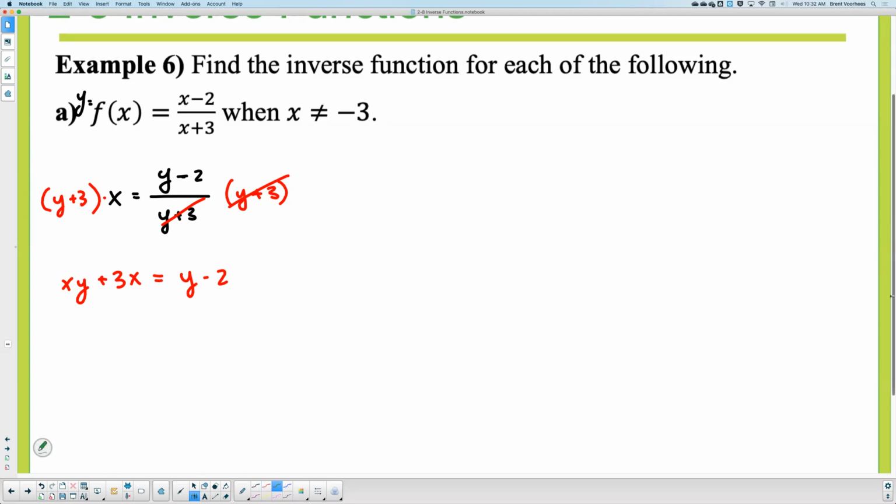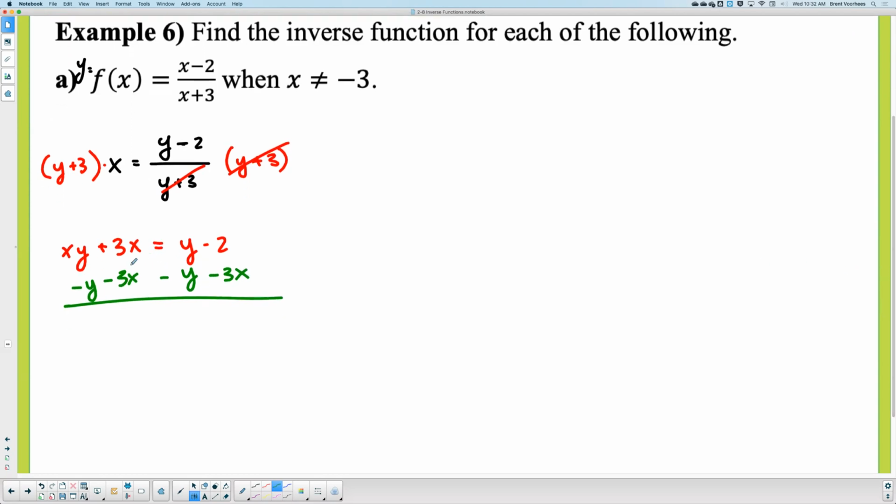Do y'all want to move the xy to the right, or do you want to move the y to the left? Which way do y'all want to do it? Doesn't matter. The y to the left. Okay, let's move this y to the left. The opposite of a positive y is a negative y. So I will subtract the y over here. Now I need to move the 3x to the right to get the y's isolated. So what's the opposite of a plus 3x? And we're going to subtract 3x. Those simplify, these simplify.